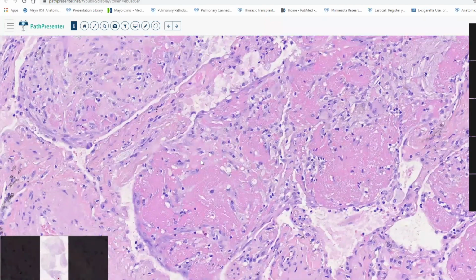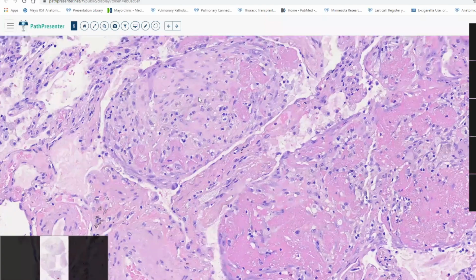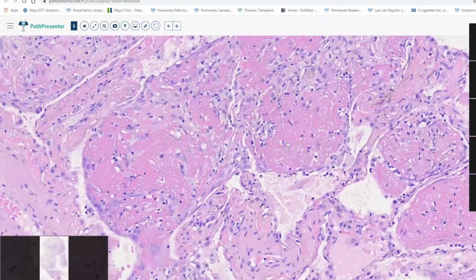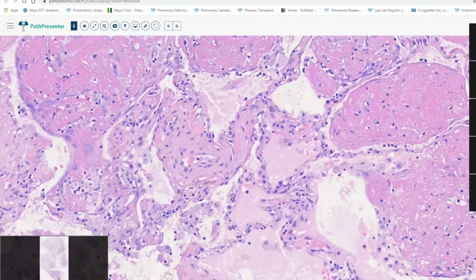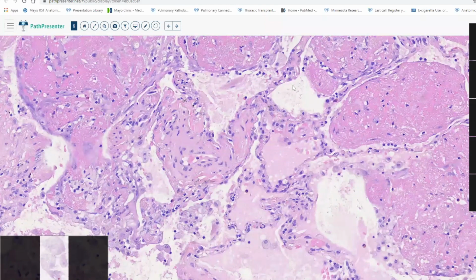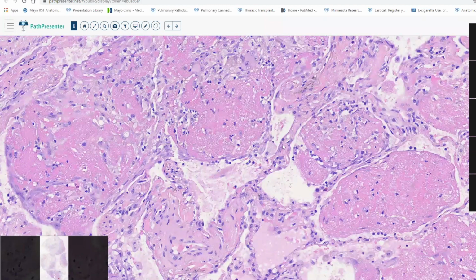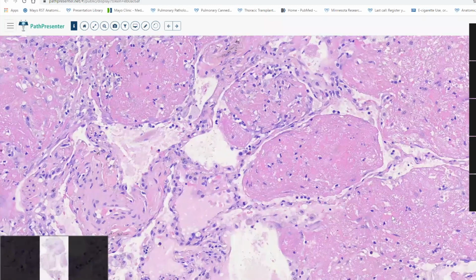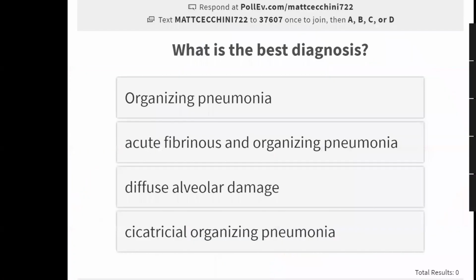But there also is a bit of organization to it. We do see some fibroblastic proliferation associated with this fibrin. What we're not really seeing is hyaline membranes, and we're not really seeing expansion of the alveolar septa by a fibroblastic proliferation or a lot of type 2 pneumocyte hyperplasia like we'd see in a diffuse alveolar damage. So it looks similar to our case of organizing pneumonia, but in this case, it's a bit more rich in fibrin.